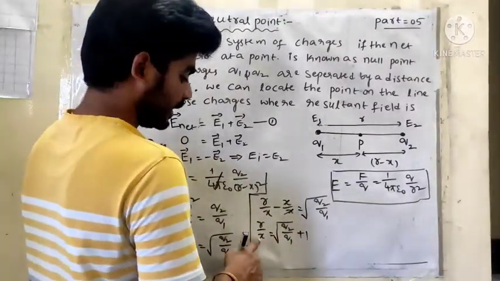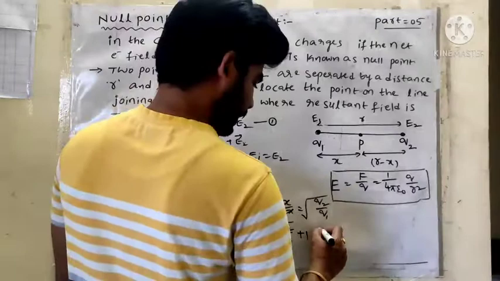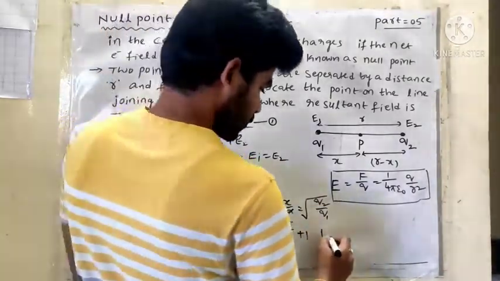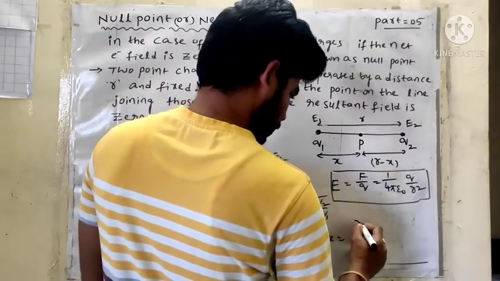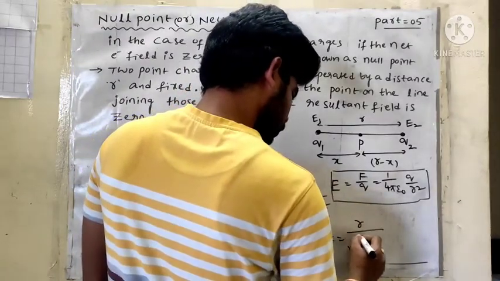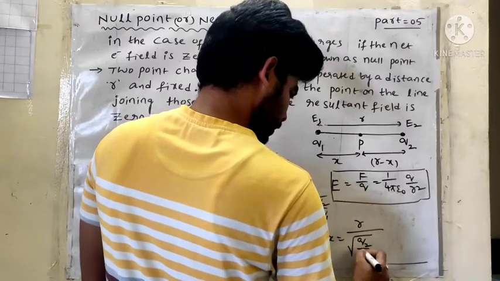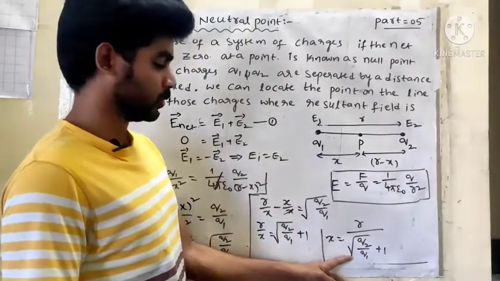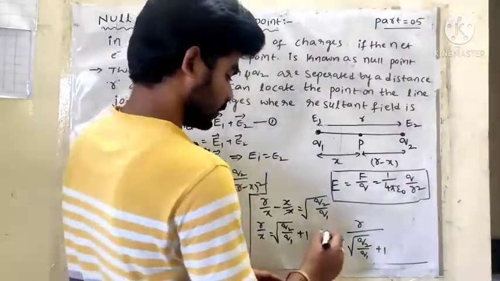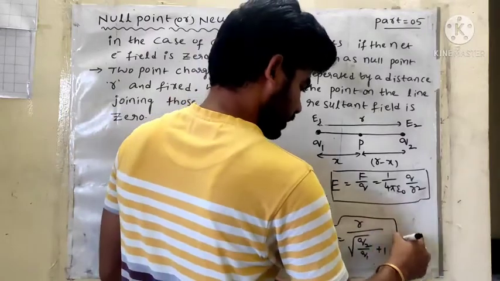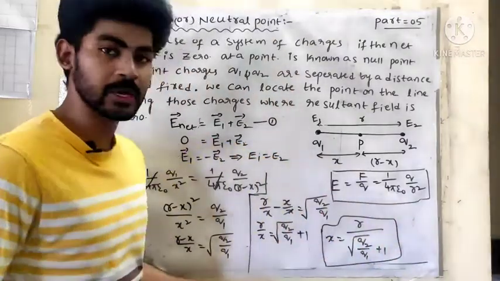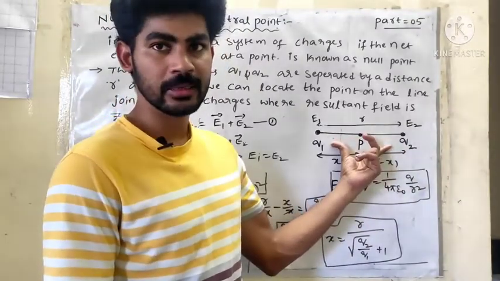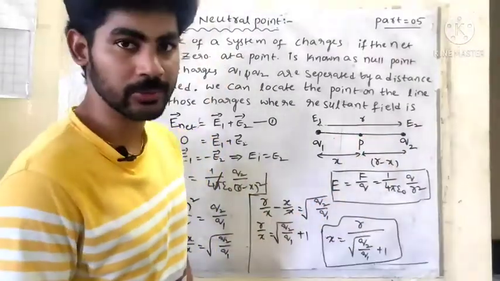Okay, so I need the x value, so how can we write the x value? Shift this term to this side, so x is equal to r by root over q2 by q1 plus 1. Only the root is over q2 by q1, so this root is not applicable on plus 1. Okay, so this is the null point distance formula from inside of the 2 point charges. Okay, so this is the null point formula.